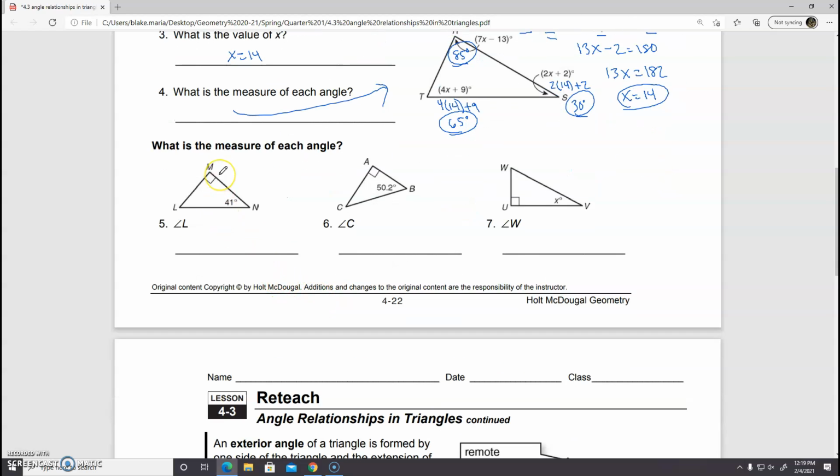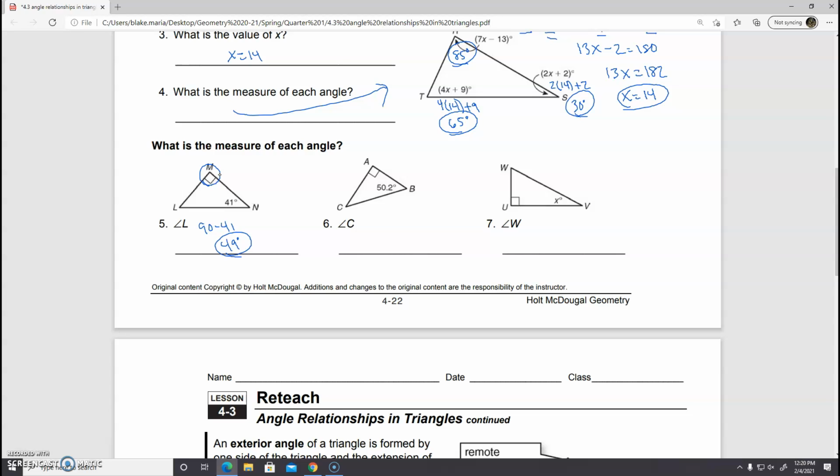Next one. So this is using that corollary that if you have a 90-degree angle, the other two angles should be complementary. They should add up to 90. So you can kind of shortcut it. Instead of saying 180 minus 90 minus 41, we could just say 90 minus 41. We know these two have to add up to 90. And it looks like you'll get 49 degrees.